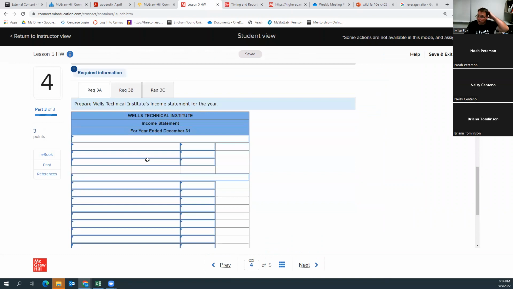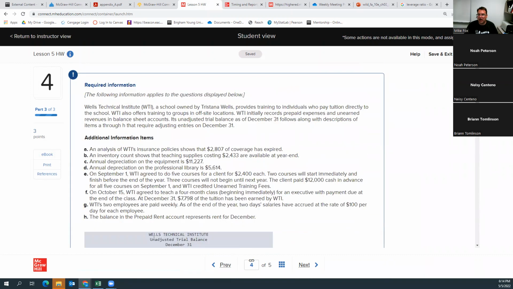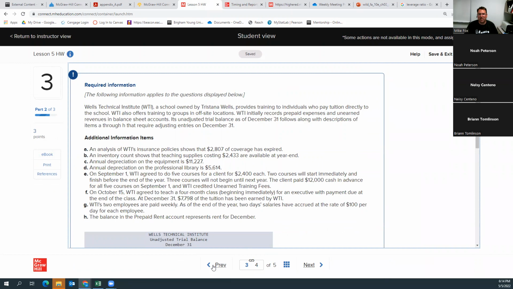Interesting. That's not where I thought they were going with this. Yeah, I had a question on more of like, I think the problem is before this, adjusting entries one. I could figure out the income statement and stuff, but that's not where I thought they were leading on that. So it's number 3 here.